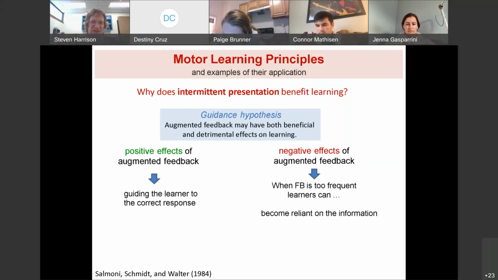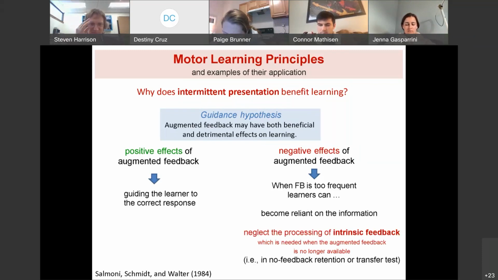They will just focus locally on, okay, I performed the task, here's what the feedback said, I'm going to just change my action based upon the feedback. If they get into that mode of relying too much on the feedback, you're going to end up neglecting the processing of intrinsic feedback. You're going to neglect the process of the patient or athlete learning to pay attention to how the movement felt with respect to the outcomes that we observed.